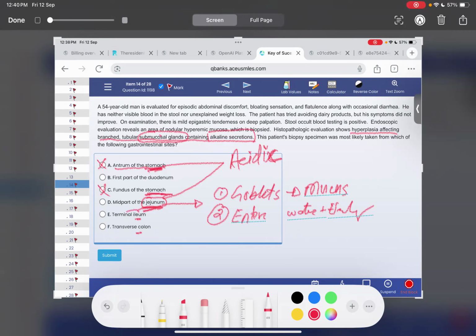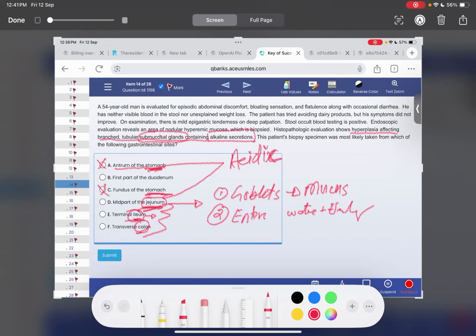What about the terminal ileum and the transverse colon? In the ileum, no submucosal glands are present in any of these. Number one, submucosal glands are not present in this. In the terminal ileum, you will find villous epithelial cells, and there will be bacteria present over here.